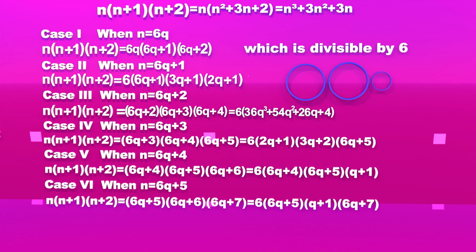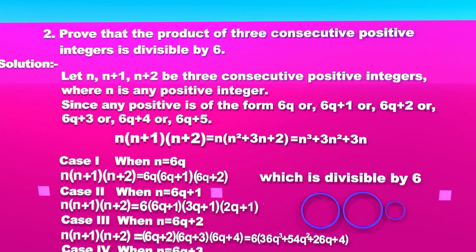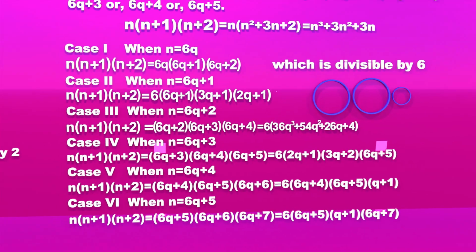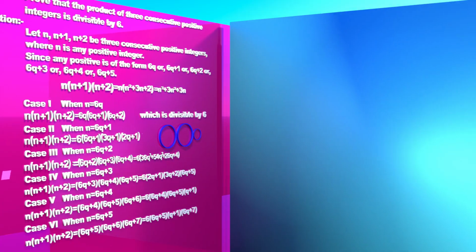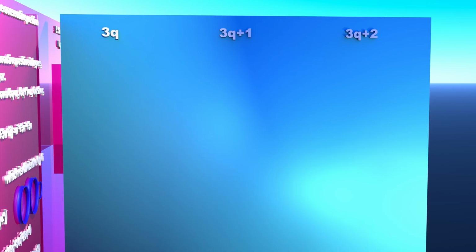Also we can get 6 common in the 6th case as we did before. And hence we proved that the product of 3 consecutive integers is divisible by 6 in all of these 6 cases. But what if we take the form of 3 instead of 6? That means we get 3q plus 1 and 3q plus 2.